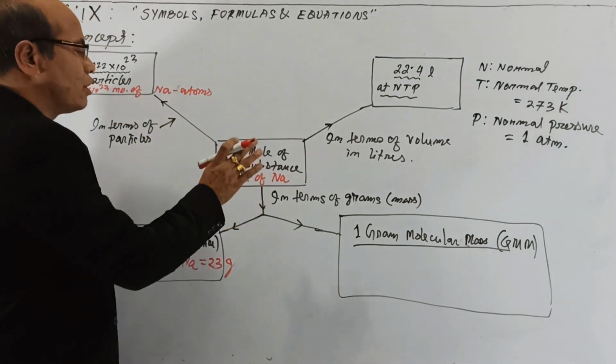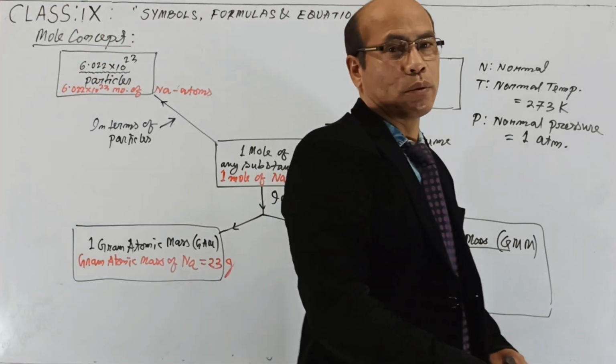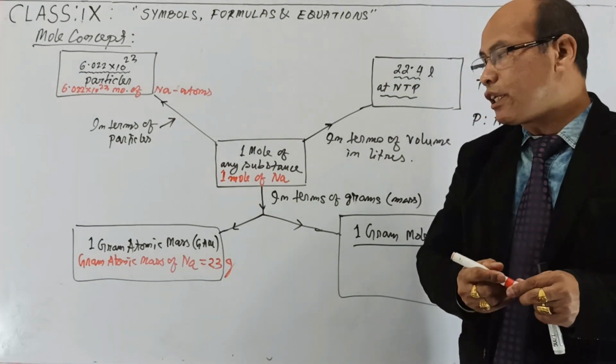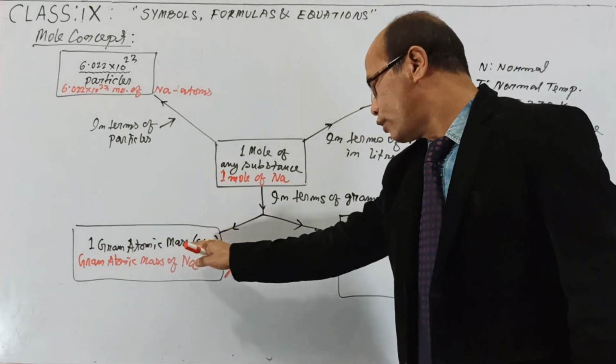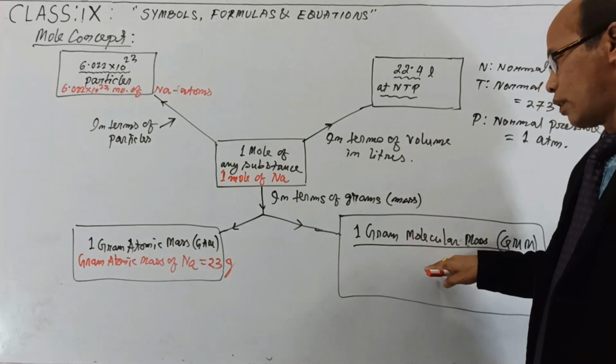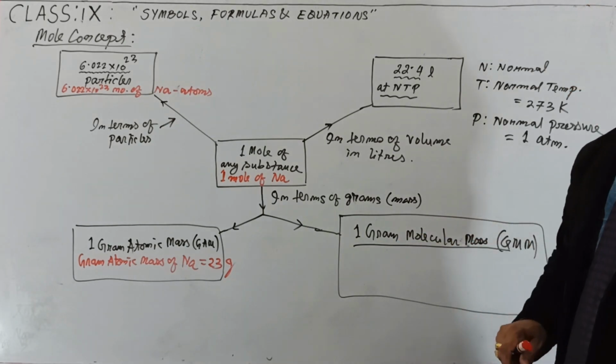Like this, instead of an atom, here you can put a molecule also, no problem. Water molecule, copper sulfate molecule, sodium chloride molecule, or any other molecule. And if it is a molecule, then when you want to find its mass in grams, you have to use its gram molecular mass.